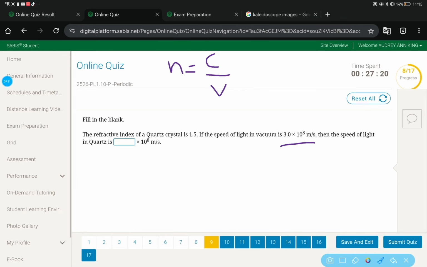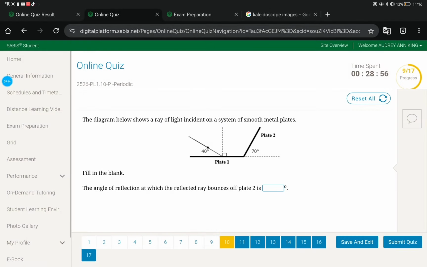So now applying the formula, we have the index of refraction, which is 1.5, equals 3 times 10 to the power of 8 over V, which is what we need to find. So now we just solve it and you get 2 times 10 to the power of 8.